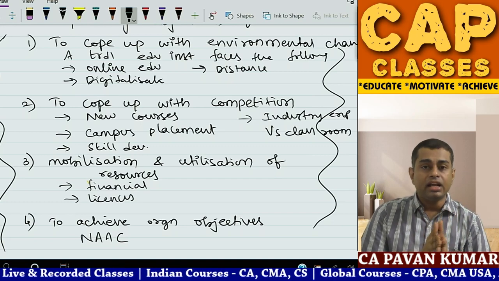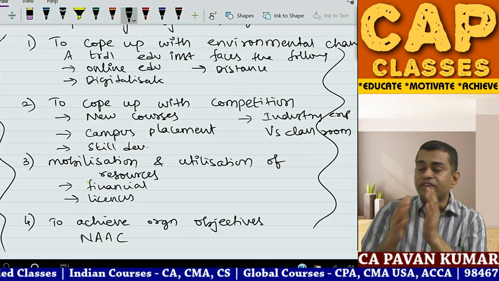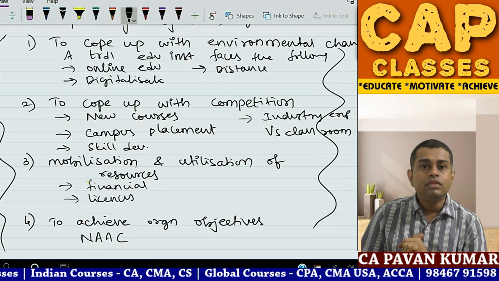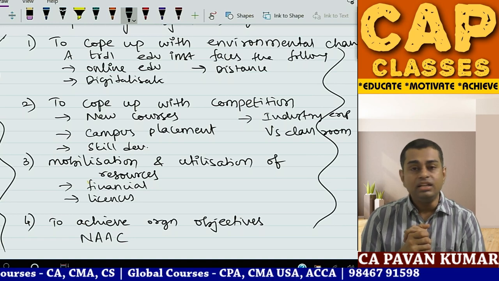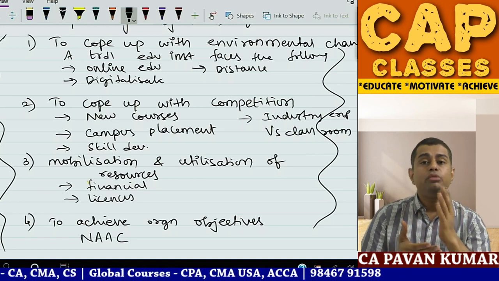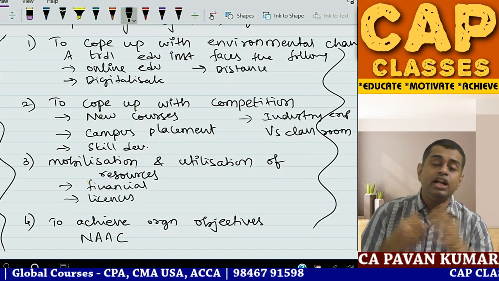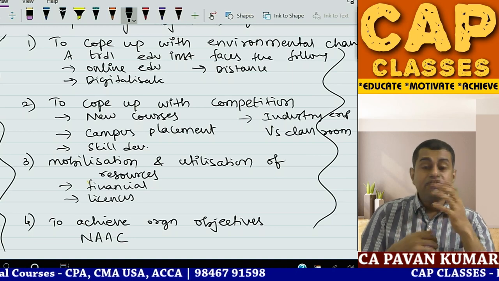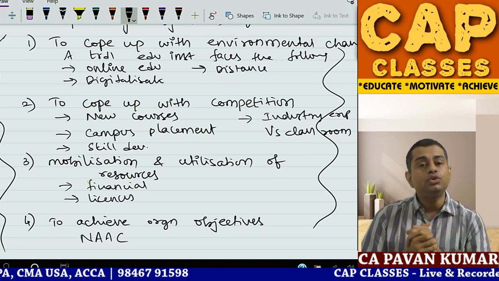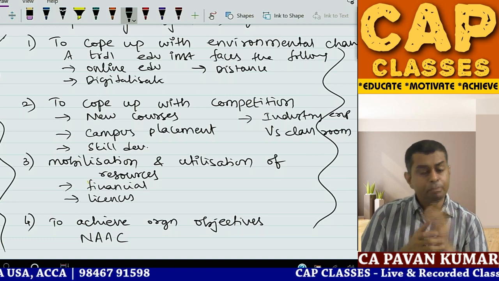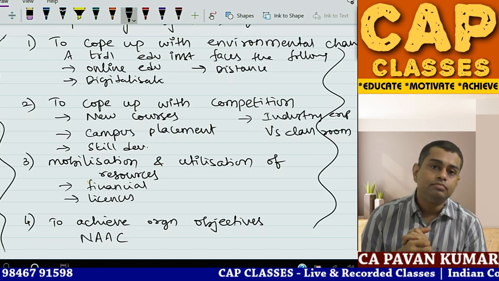Also, public sector undertakings will face severe competition from private sector. For example, SBI is facing tough competition from HDFC and ICICI. Indian Oil Corporation is facing tough competition from Reliance Industries, isn't it? So to cope up with competition, they need to be strategic. You understand, they need to mobilize and utilize resources in an effective way. They need to achieve organizational objectives. It could be utilization of public money properly, giving more dividends to shareholders, being profitable, using tax revenues properly, public money, public welfare.